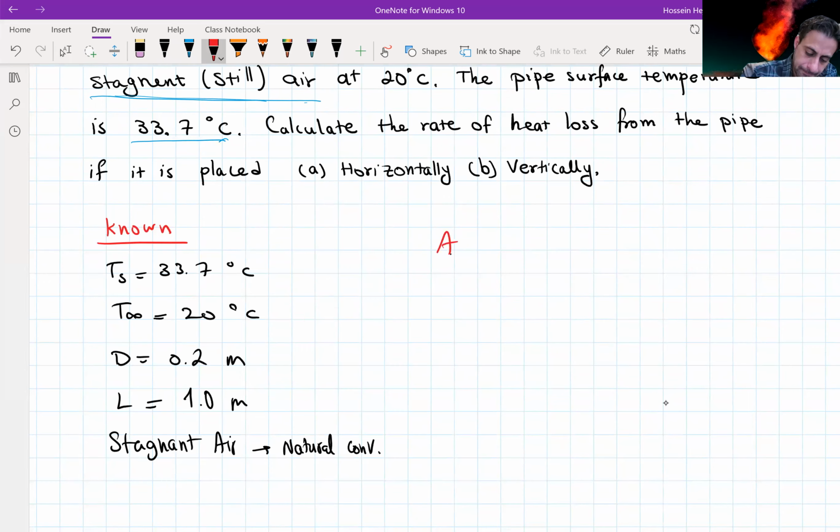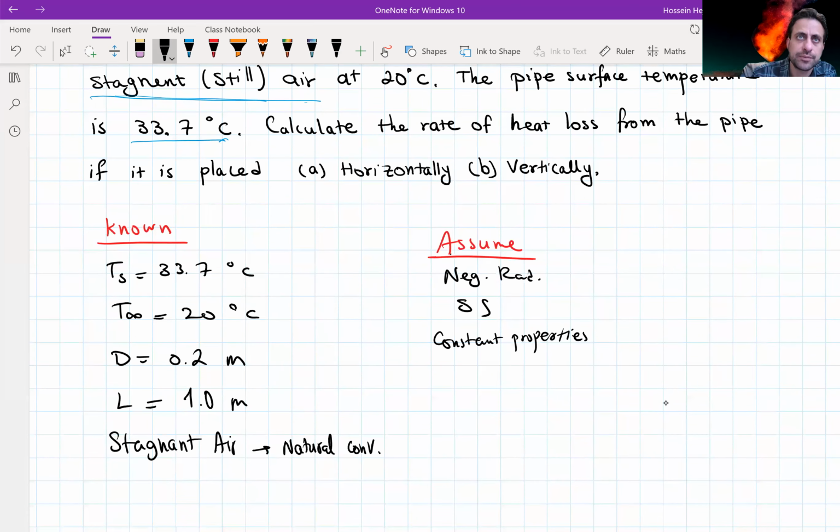Assumptions. Assume the surface temperature is constant, there is negligible radiation, steady state condition, constant properties along the surface of the pipe, and treat air as an ideal gas to get the expansion coefficient beta.